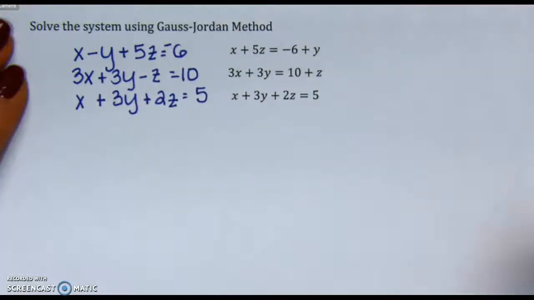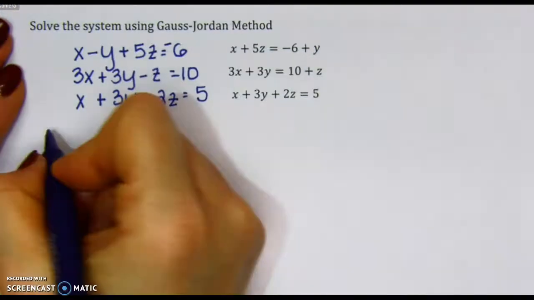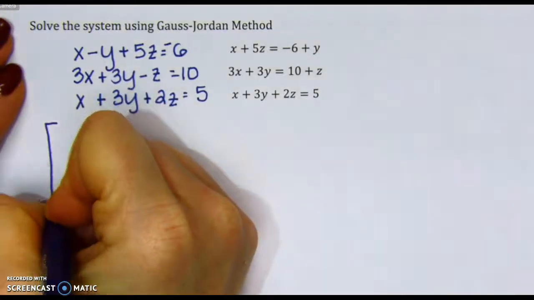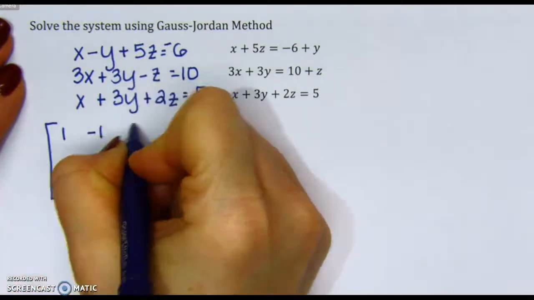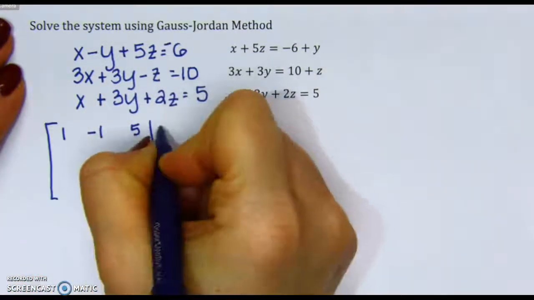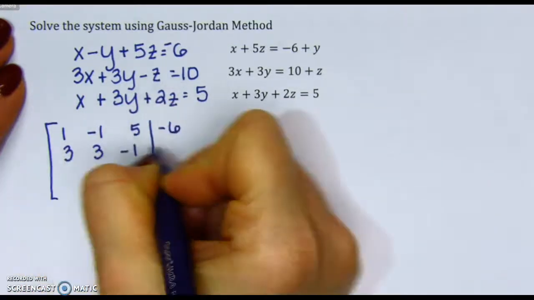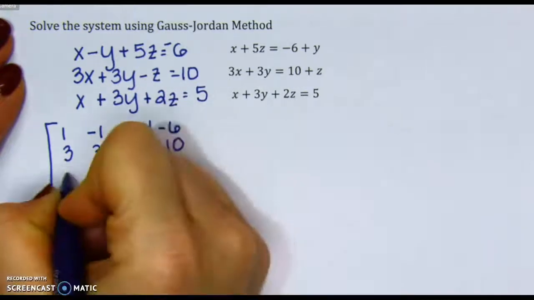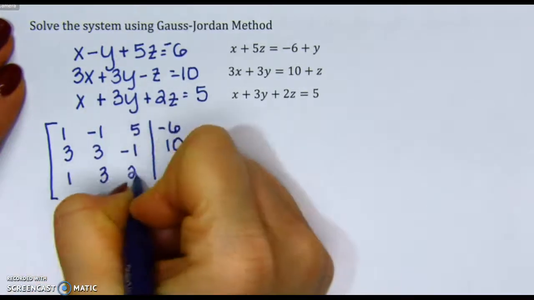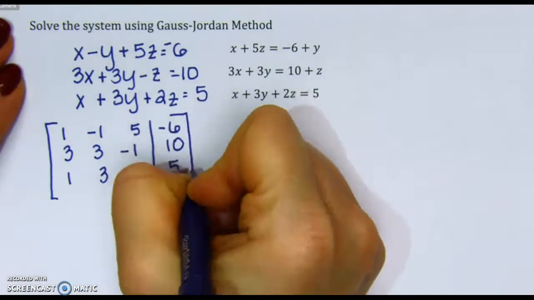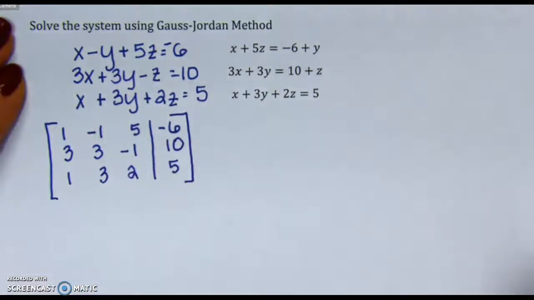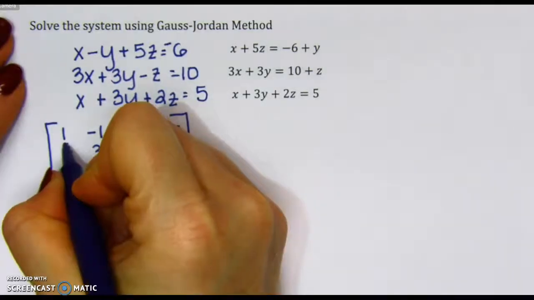All right, let's now convert this into our augmented matrix. 1, -1, 5, our bar, -6, 3, 3, -1, 10, 1, 3, 2, and 5. Again, we need to have our diagonals to be 1 and everything else to be a 0. I'm going to start working with my zeros first. I'm going to try to get this to be a 0.